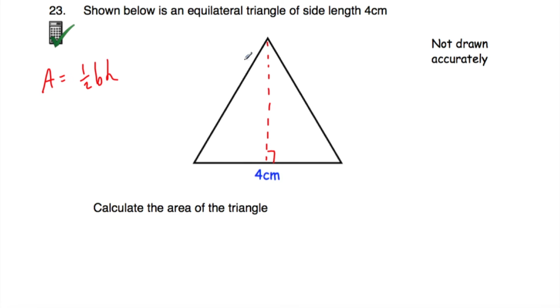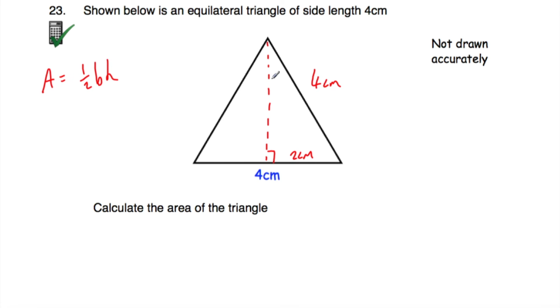Now it's an equilateral triangle, so all the sides have got the same length. So if that's 4 centimeters, this distance here will also be 4 centimeters, and that distance will be 4 centimeters also. And we've cut it down vertically, so if that's 4 centimeters there, and because it's a line of symmetry, that's going to be 2 centimeters from here to here. So we've got this right angle triangle on the right hand side. Because we know two sides, we can use Pythagoras' theorem to find the height of the triangle. And then once we find the height, we can do half the base times the height, and that'll give us the area of the equilateral triangle.